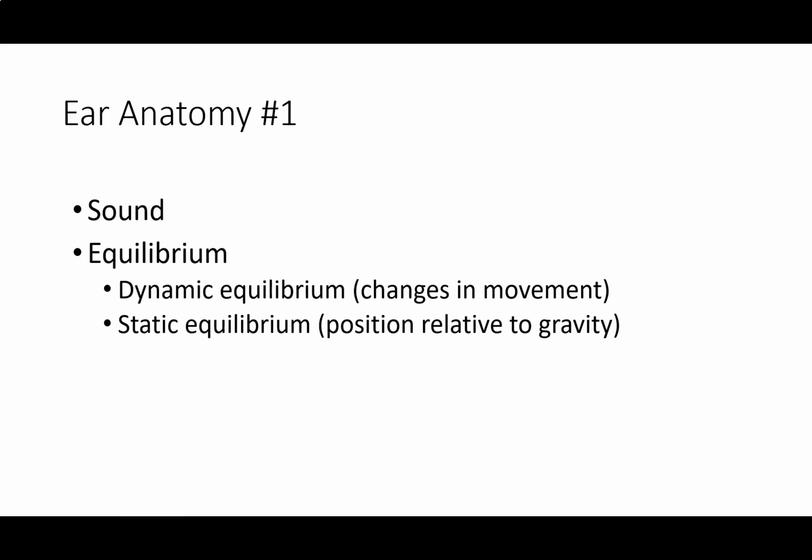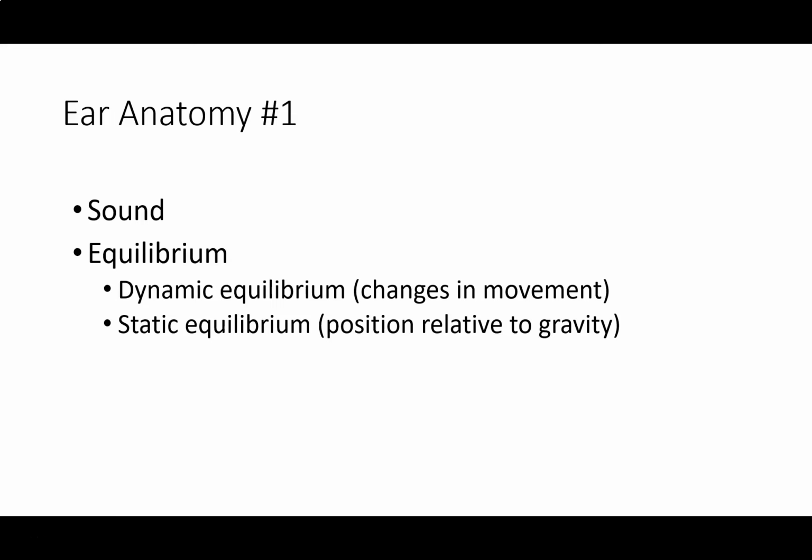For example, if you got in a car and closed your eyes, you would be able to know whether you were accelerating or decelerating, or turning to the left or turning to the right, or going up a hill or down a hill. That's dynamic equilibrium. Your ears are involved with sensing that.